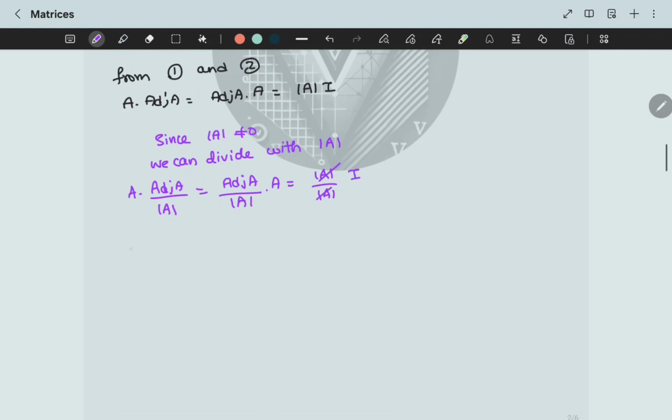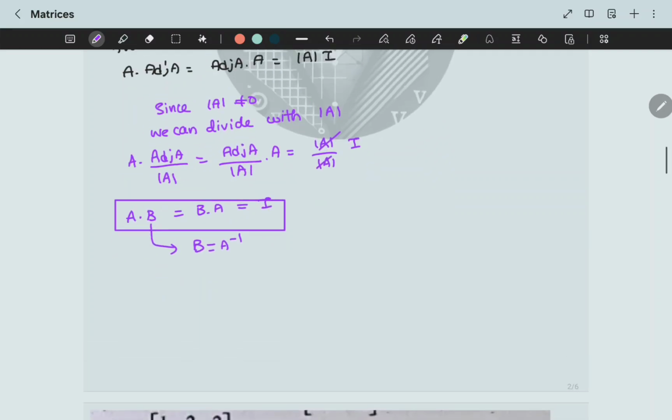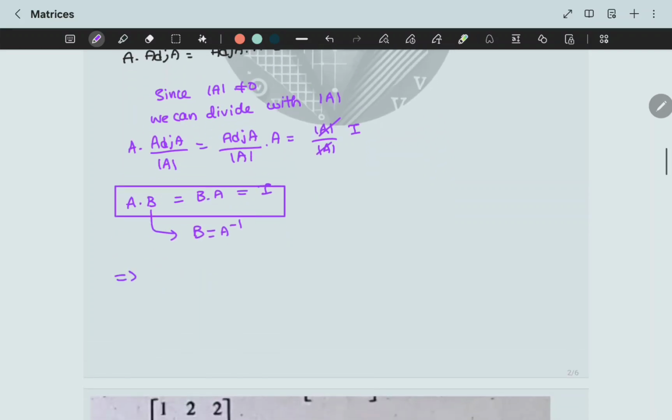Now it is of the form A multiplied with B is equal to B multiplied with A is equal to I. Now this is the definition of inverse of a matrix. If this is the case, then we can say B is nothing but A inverse, right? So in this case, what is B, dear students? In this case, B is adjoint A divided by det A. Now this is A inverse. Hope you understood this. Is this clear?